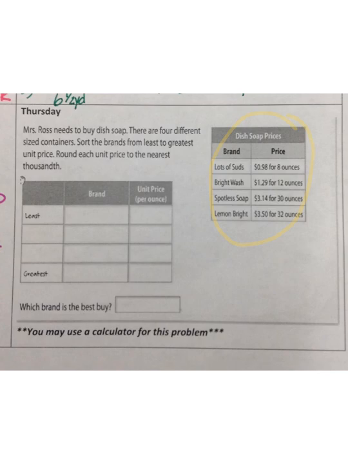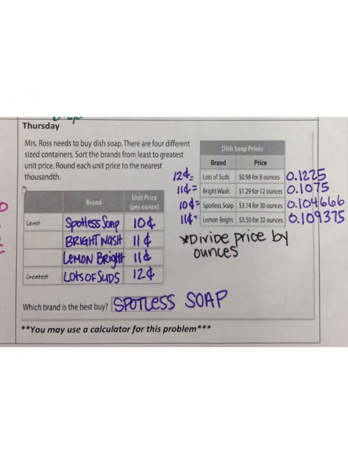Last part, which brand is the best buy? You can also use a calculator for this problem. Okay, so over here you divide the price by the ounces. So money on top, ounces on the bottom for each of them. Over on the right I have what I got with my calculator, and then over here on the other side I wrote them as I rounded them to the nearest hundredth because they all needed to be rounded.